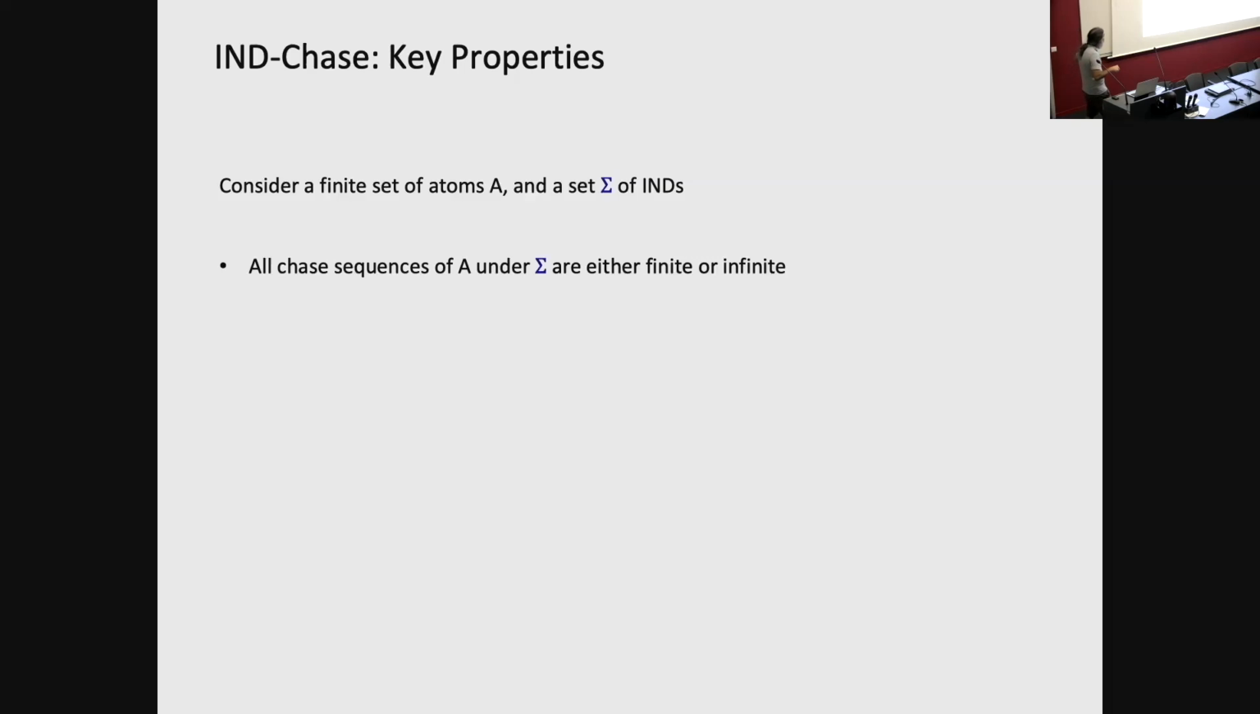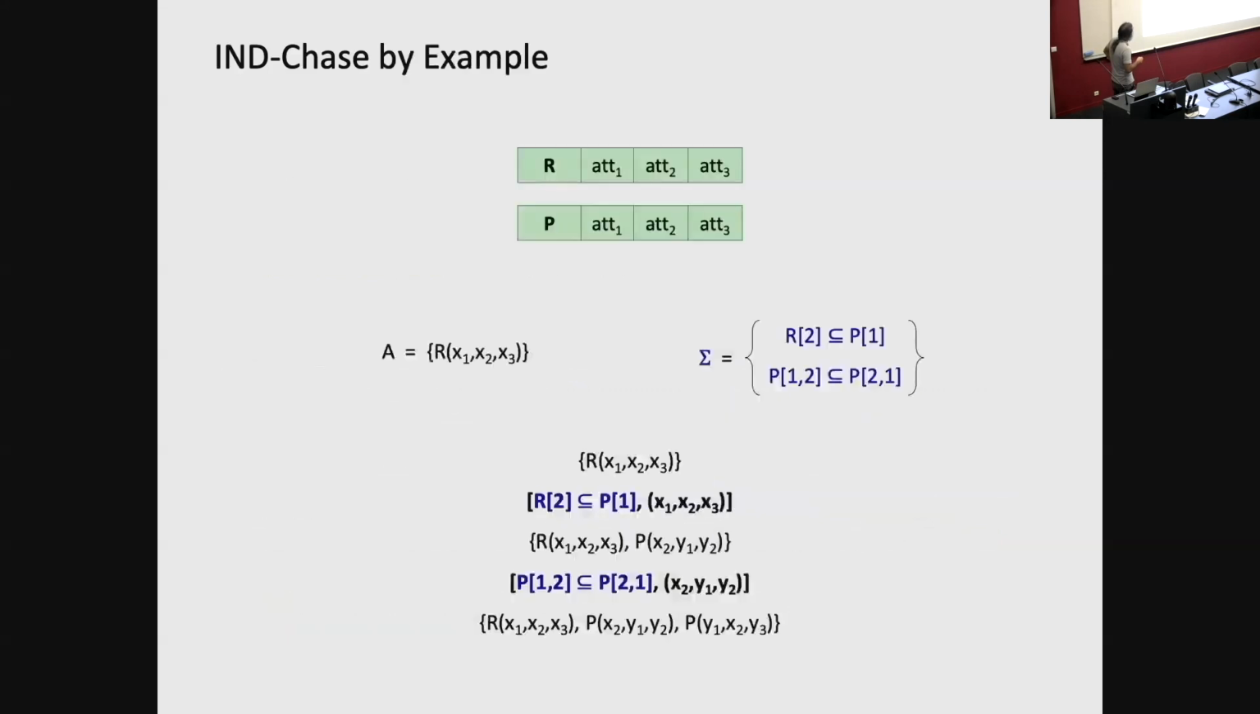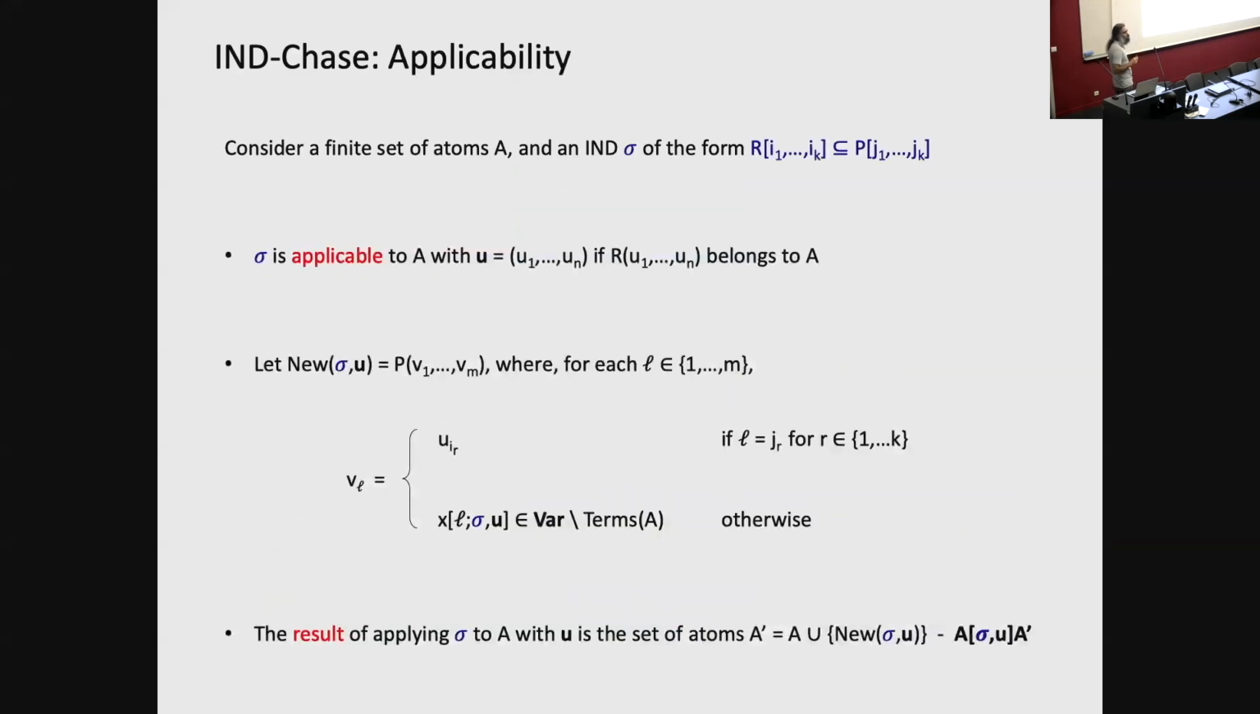Now, why is this true? This is true because of the way that we define the applicability condition. If we were using the restricted chase, for example, which means that sigma is applicable only if it's not violated, there this property doesn't hold anymore.